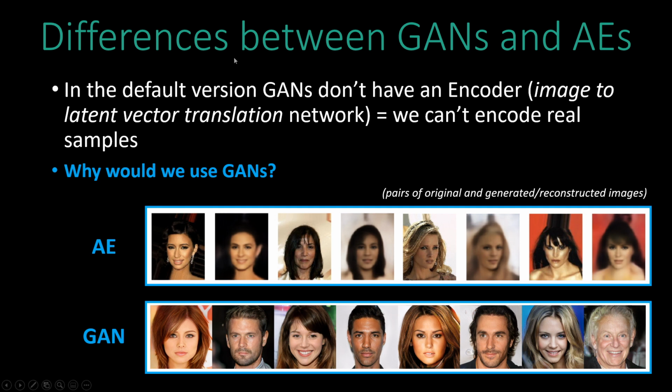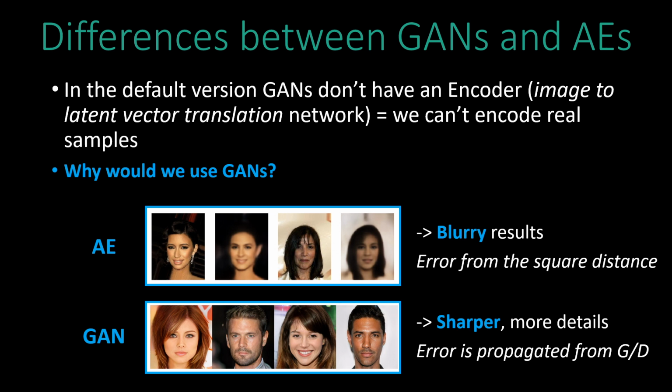Well, if you look at the results of using an autoencoder and GANs, this is the original image, and this is how it is being encoded and then decoded. And then the same here. So these are pairs of encoded and decoded images. Let's say that these are the generated images. Then when you compare the results from the autoencoder and a GAN, you can see that the results from the GAN are actually quite much better. They are much sharper. They have a lot more details.